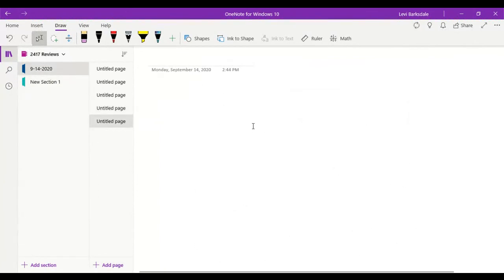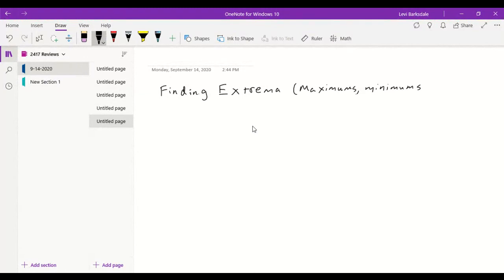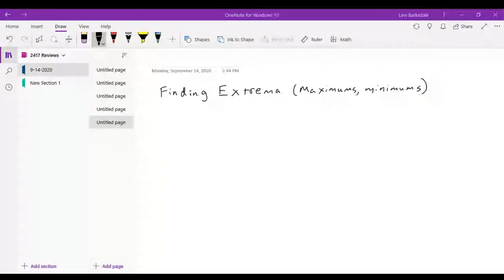So, if we wanted to, the next topic is going to be finding extrema, which are maximums and minimums. And to do this, I've actually made a little graphic just to show you what's going on. So give me just a second.